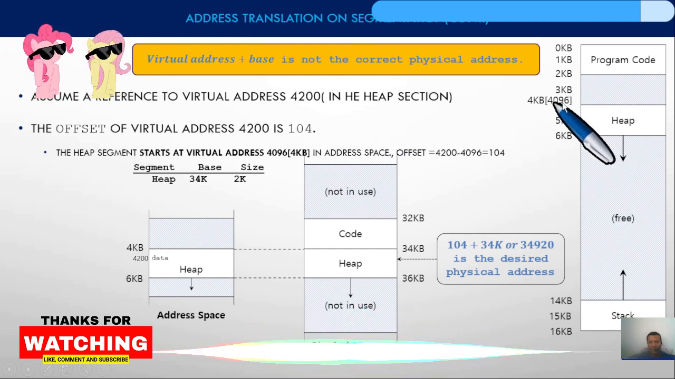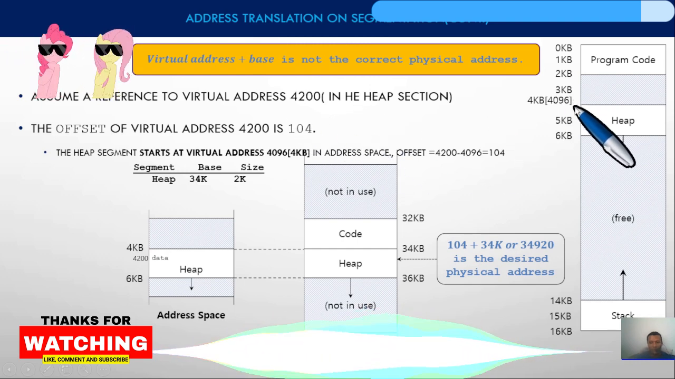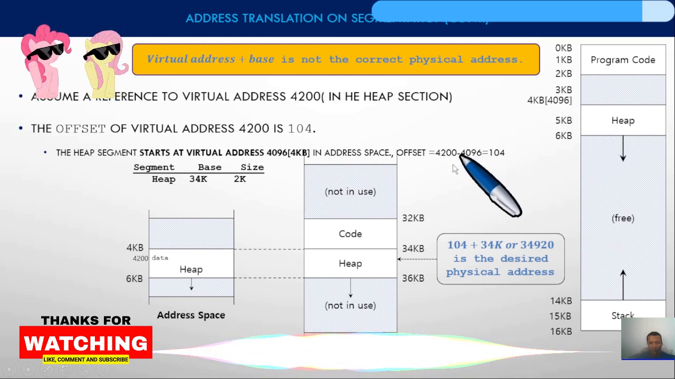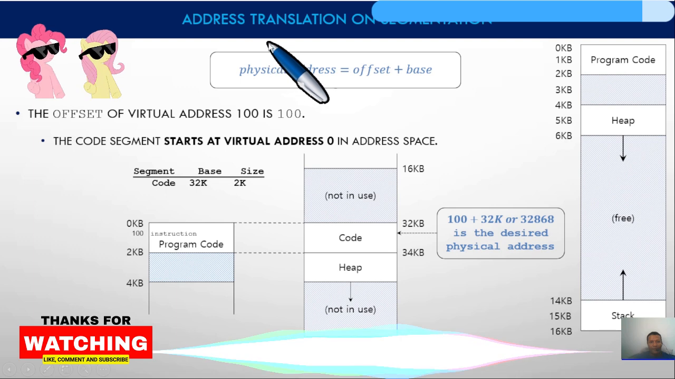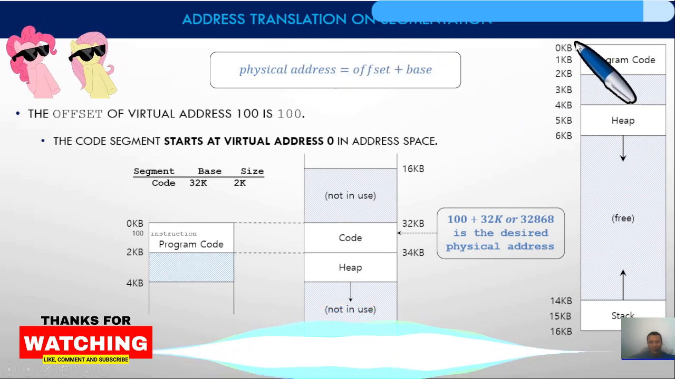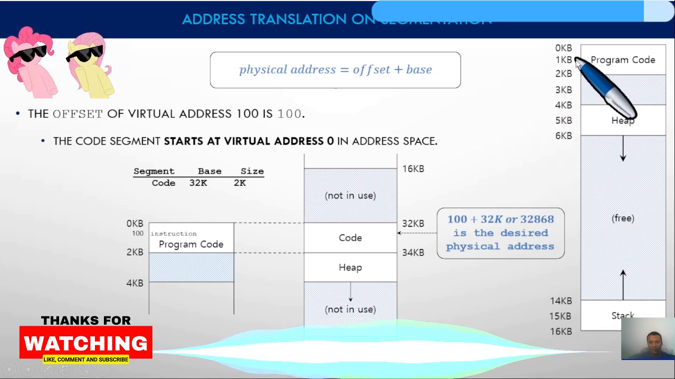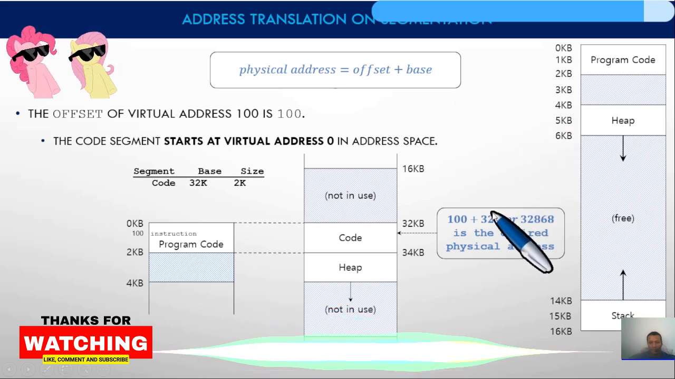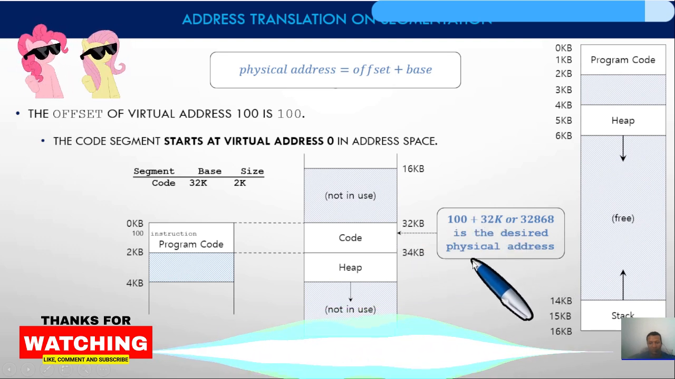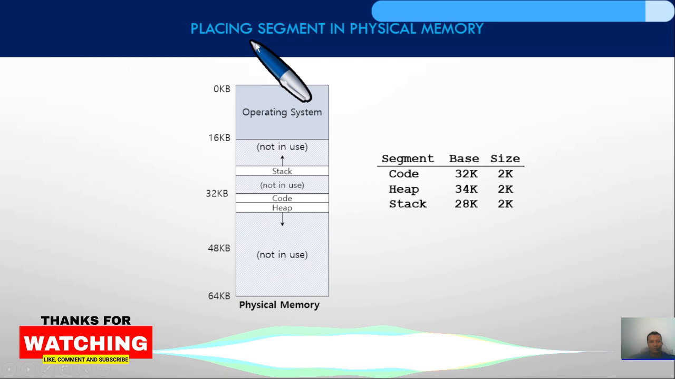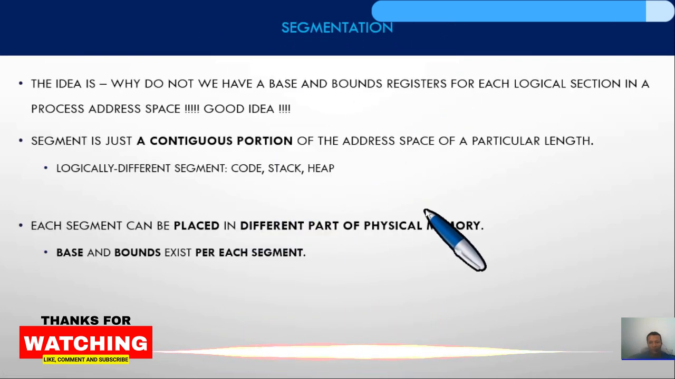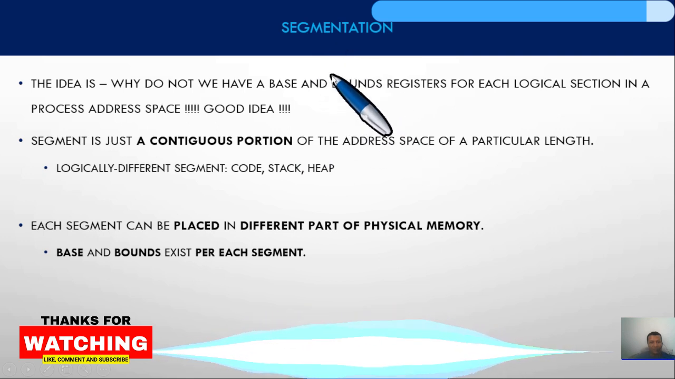We have seen, take care, that we have to use the base address, get the offset, then add it to the base. And again, address translation on a segment: as you can see, if it is 0, then again we get the offset and add that offset to our base address, then we get the physical address. And this is placing segments in the physical memory, how it is assigned, and what segmentation is.